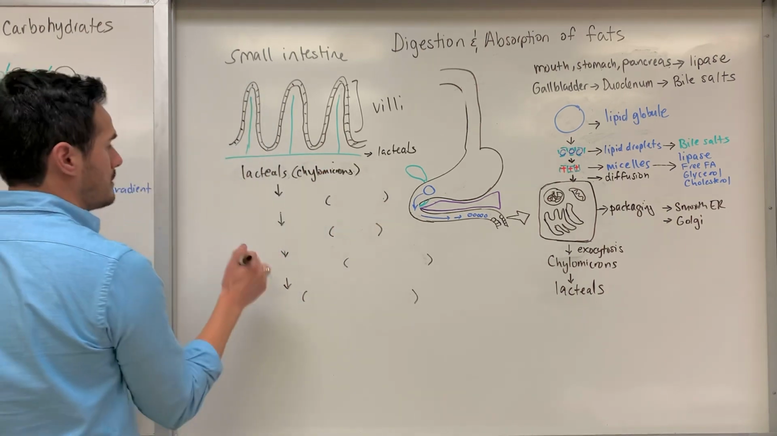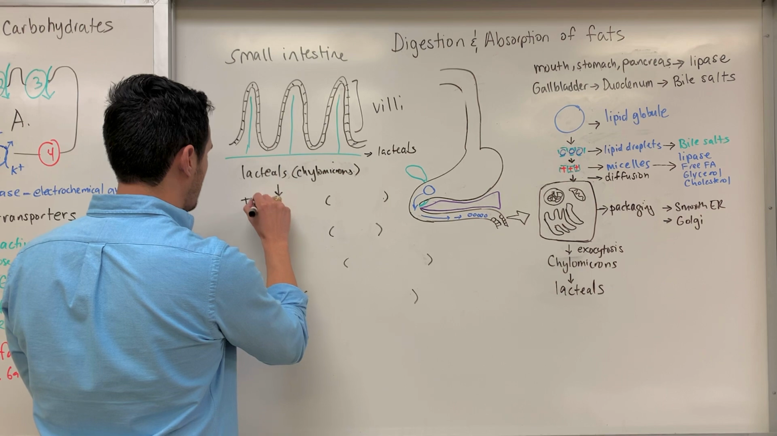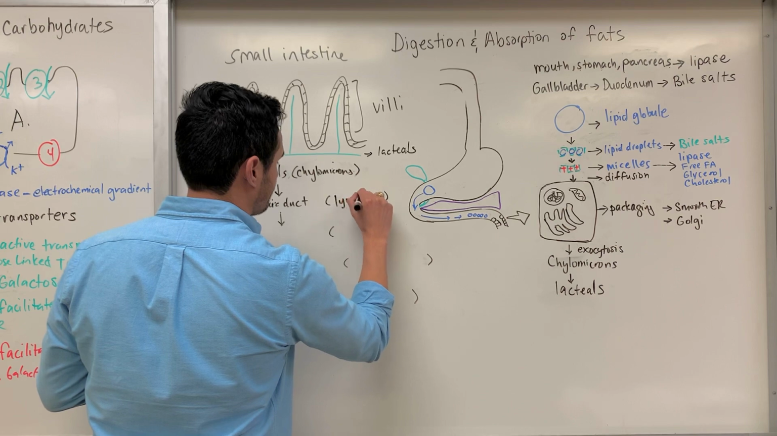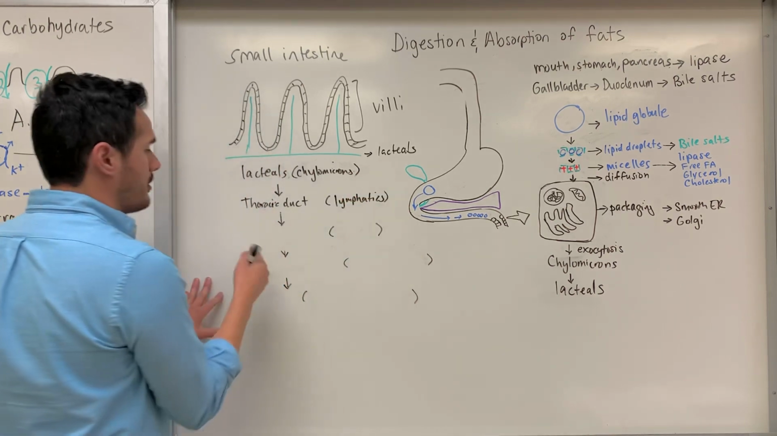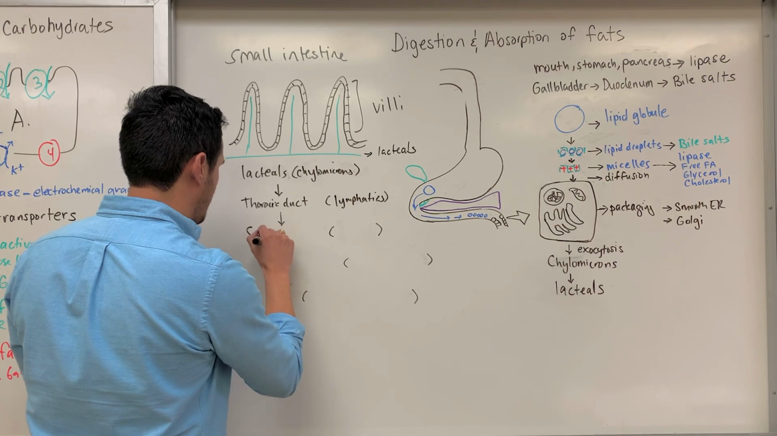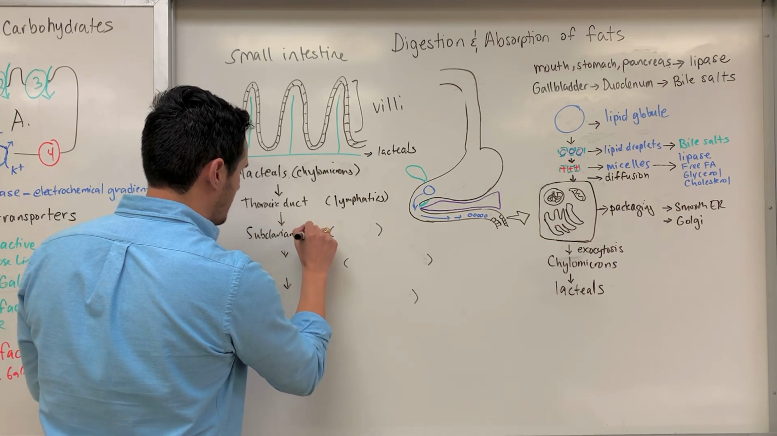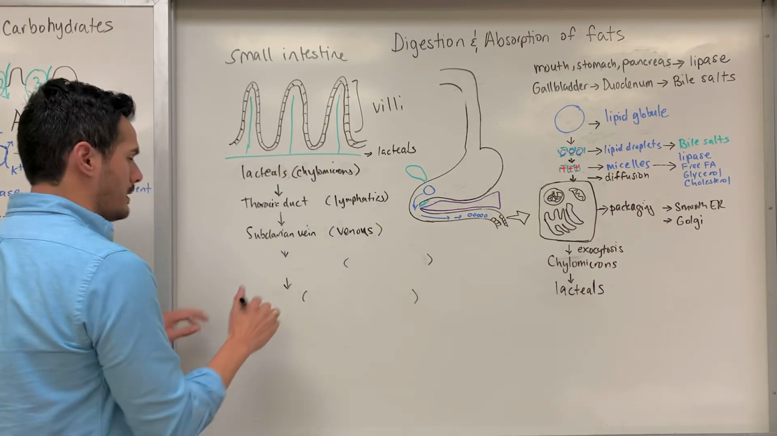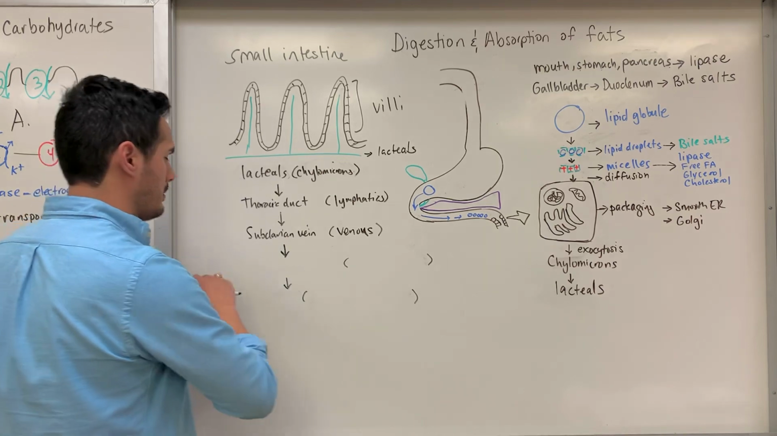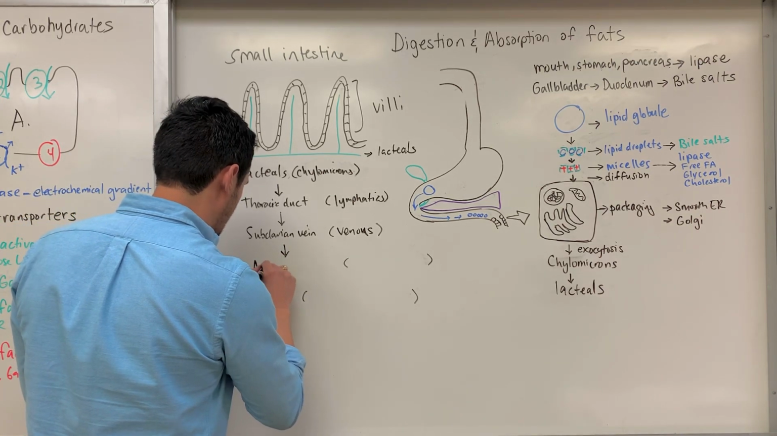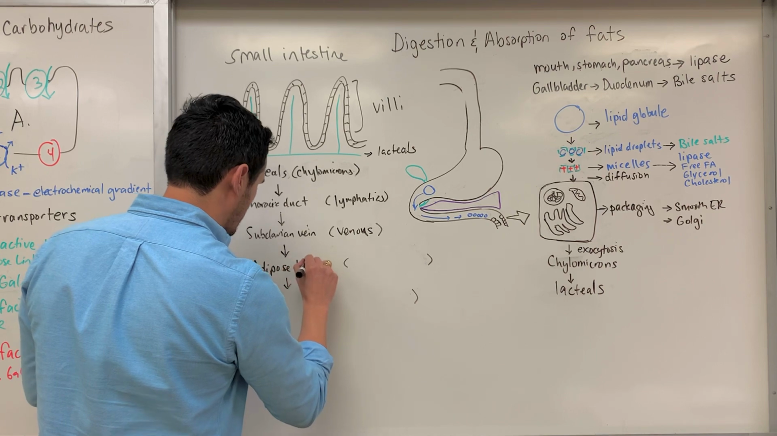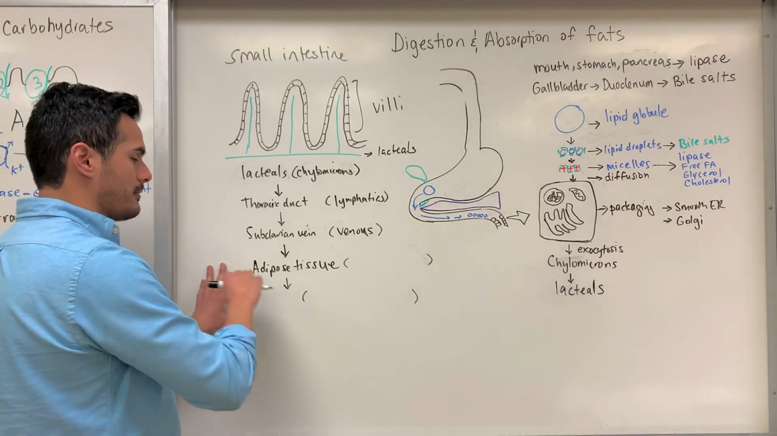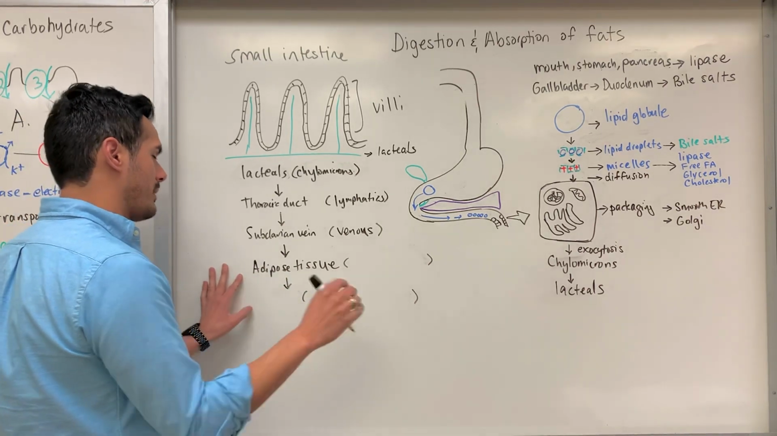And then from the lacteals, we get into the thoracic duct. Remember, we're traveling through the lymphatic system. Then the thoracic duct is what's going to lead to the subclavian vein, because we have to get it to the venous system. From there, it'll travel and get to the adipose sites, so adipose tissue, where we are dumping off these triglycerides stored in that chylomicron.